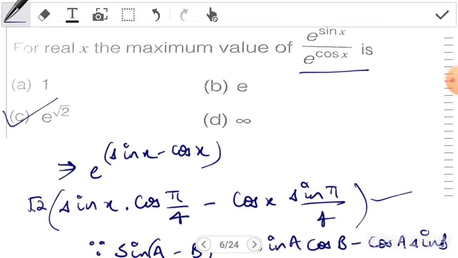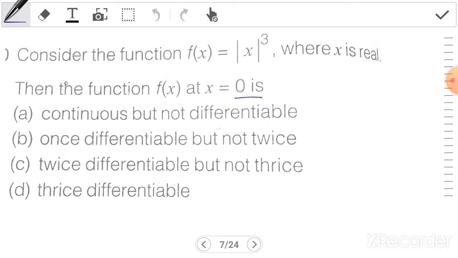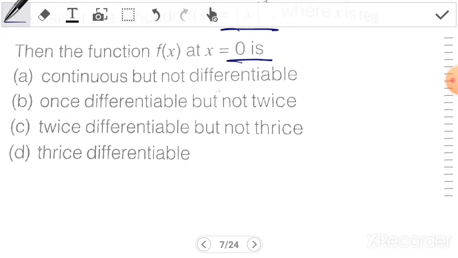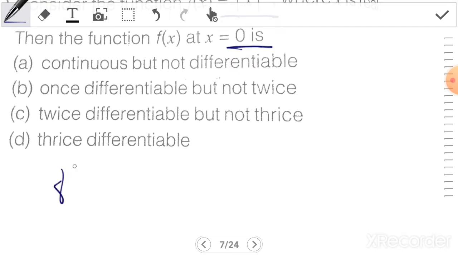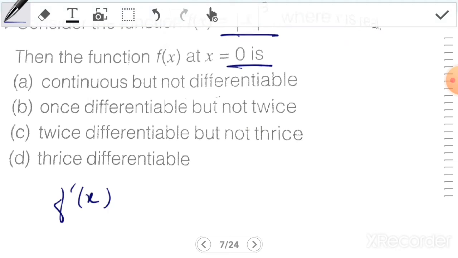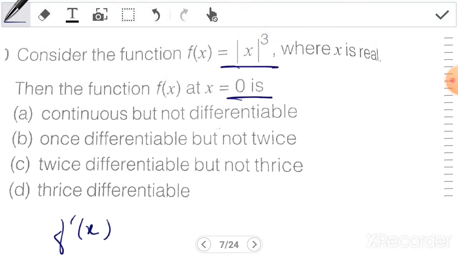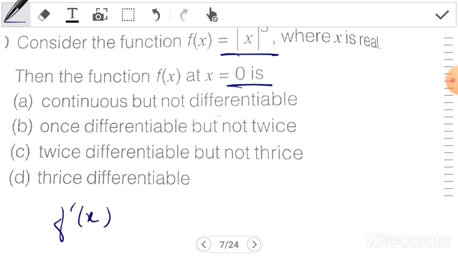Let's go to the next problem. Consider the function f(x) where x is real. Then the function f(x) at x equal to 0 is: continuous but not differentiable, once differentiable but not twice, twice differentiable but not thrice, or thrice differentiable. Okay, so let us check the differentiability first. First order differentiation, okay, let us first define f(x).